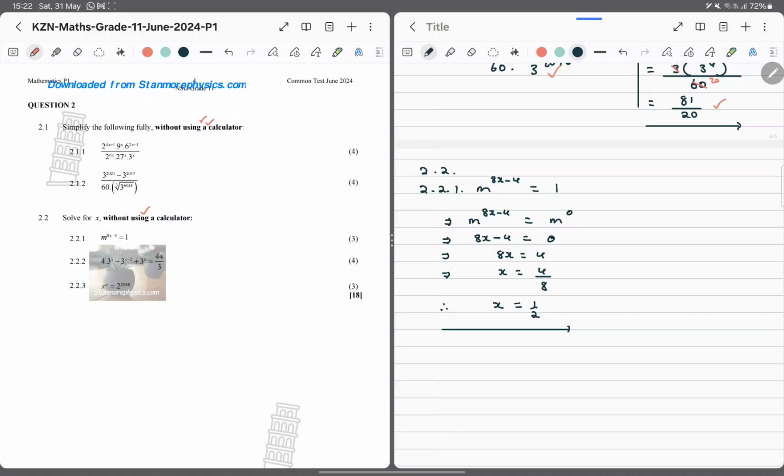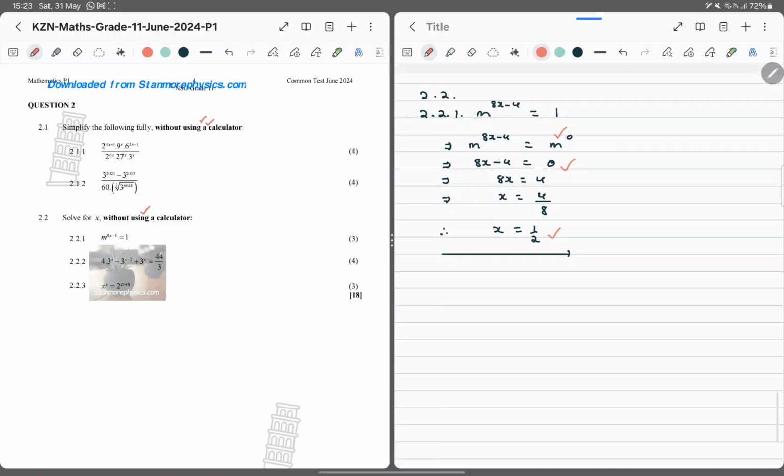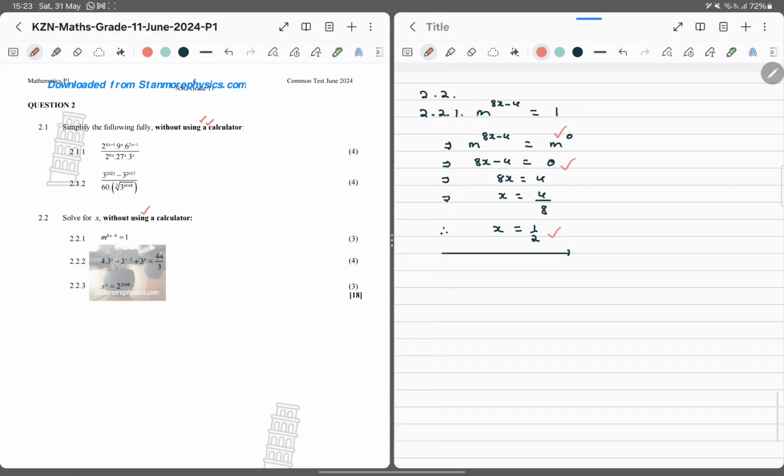All right, so let's put it back. So 8 times a half is a 4, right? 4 minus 4 is 0. M to the exponent 0 is as good as 1. So this is good. So this is nice. This is nice. And using the law, nice and easy.